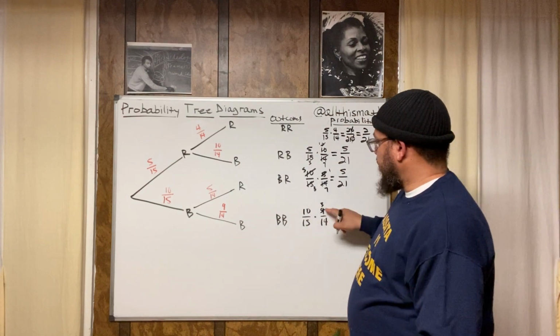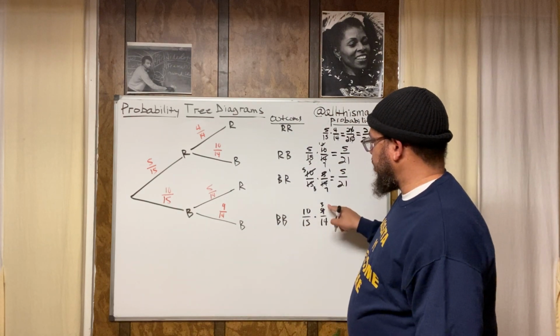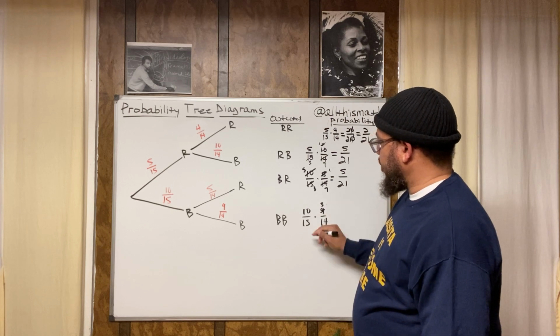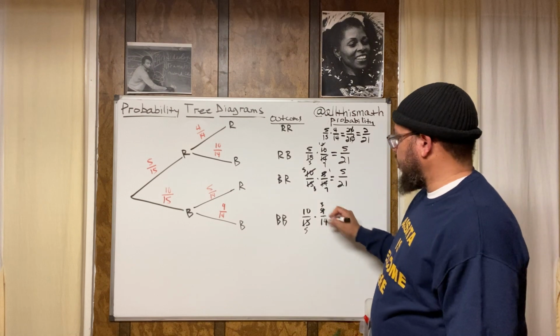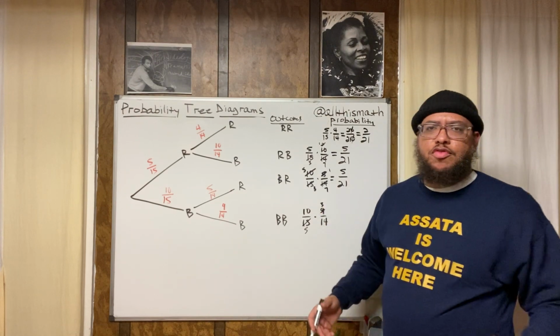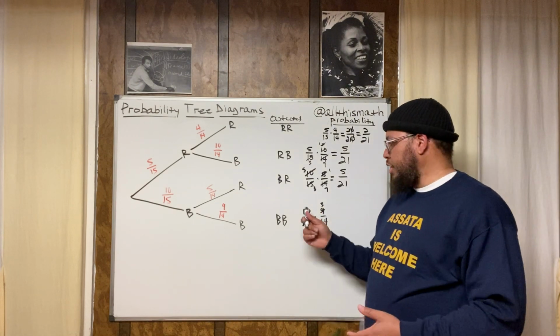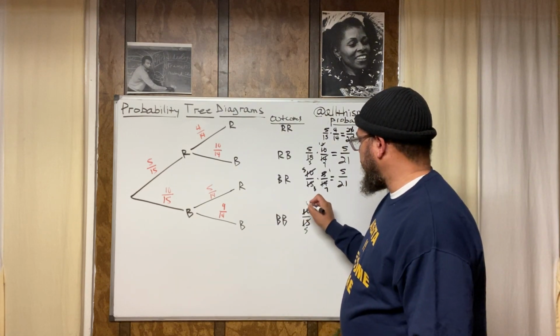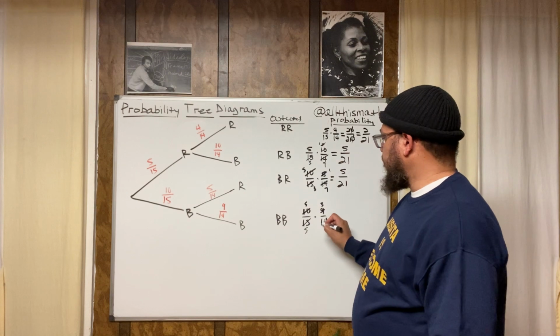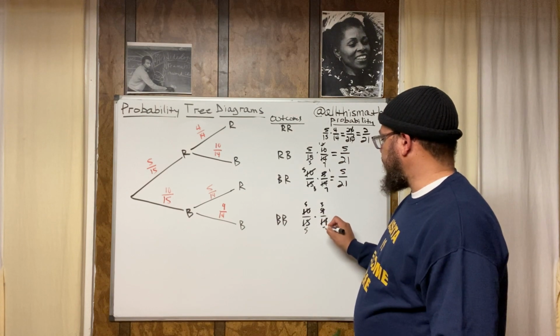All right. So anyway, greatest common factor of 9 and 15 is 3. 9 divided by 3 is 3. 15 divided by 3 is 5. This diagonal, 10 and 14. Greatest common factor of 10 and 14 is 2. They're both even numbers, so the greatest common factor is 2. 10 divided by 2 is going to give me 5. 14 divided by 2 is going to give me 7.